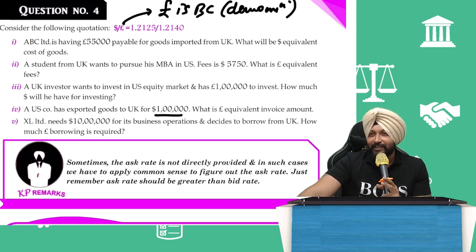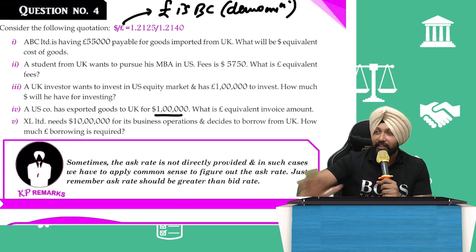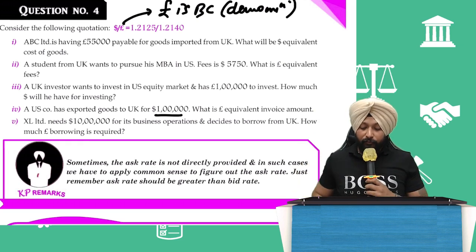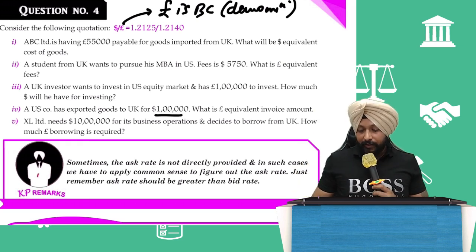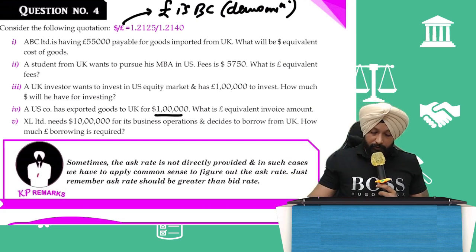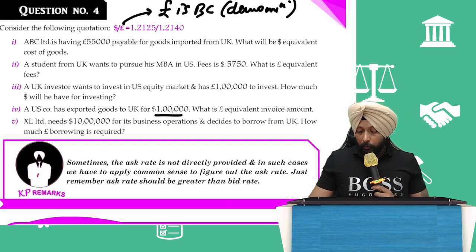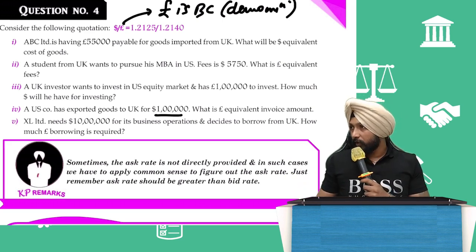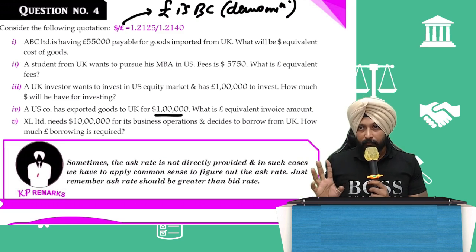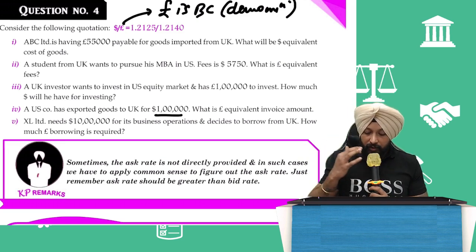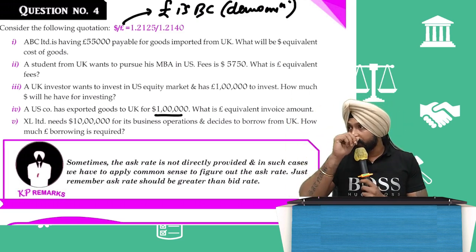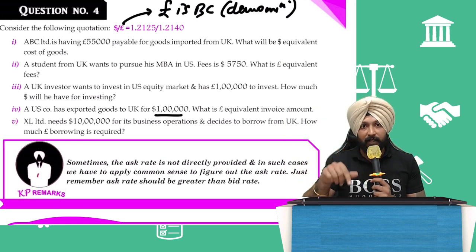Ask rate. Very nice. This is how you make a market, right? Some people buy, some people sell, some people bid rate, some people ask rate. That's how the market is created basically. X Limited needs $10 lakh for its business operations and decides to borrow from UK. How much pound borrowing is required? We have to assume that they are a US entity. Now they need $10 lakh for their business, but they don't want to borrow in US, they want to borrow in UK. HDFC and HSBC example which I gave you.